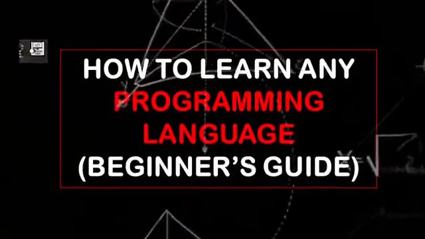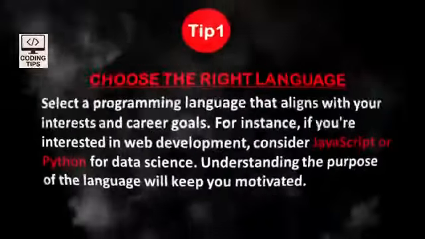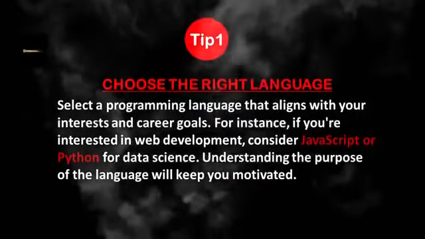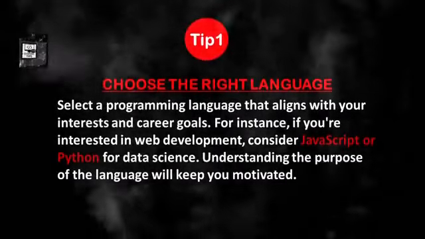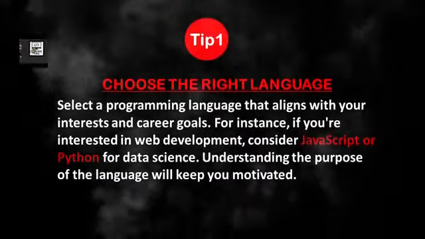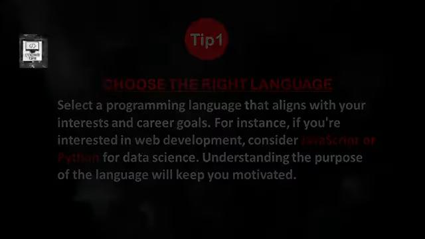How to learn any programming language. Choose the right language. Select a programming language that aligns with your interest and career goals. For instance, if you are interested in web development, consider JavaScript or Python for data science. Understanding the purpose of the language will keep you motivated.